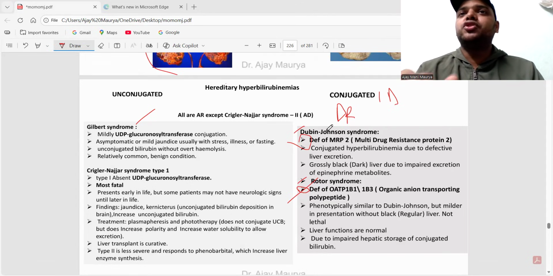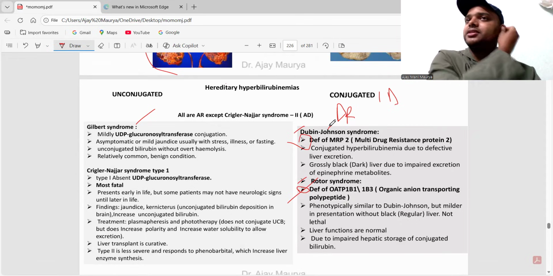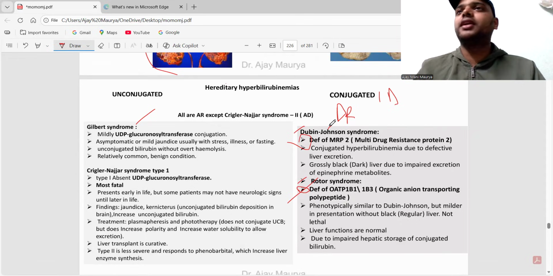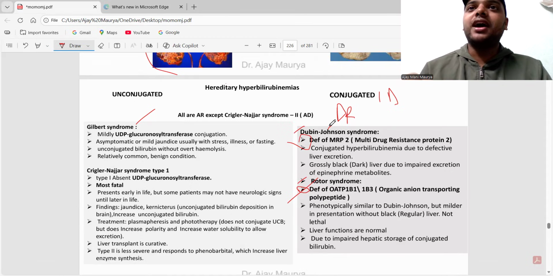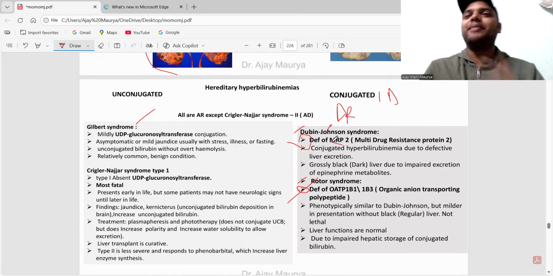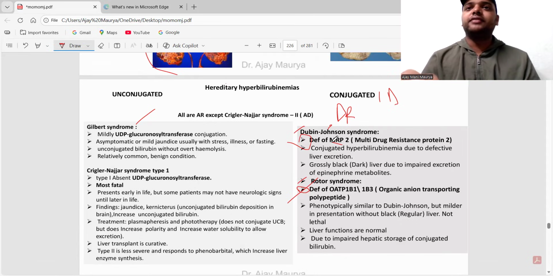See Dubin-Johnson syndrome. See Johnson. Johnson baby. There is a Johnson baby powder. The MRP is very high. So Johnson baby MRP defect. And see, D for Dubin, D for dark. There is a dark liver.